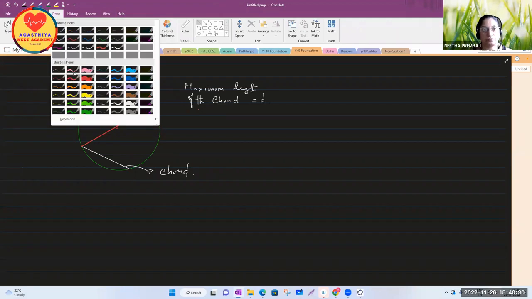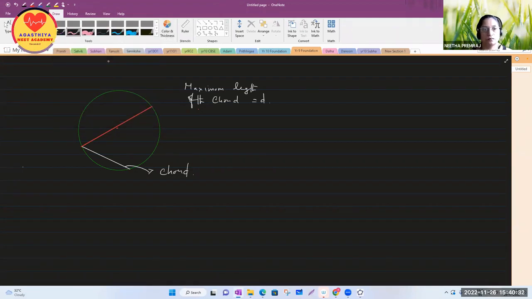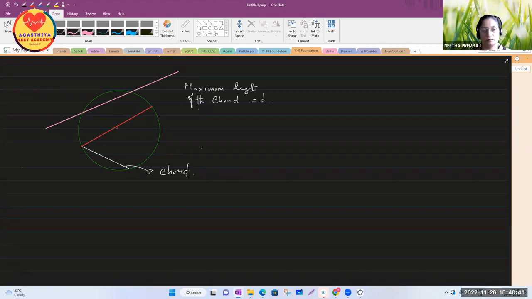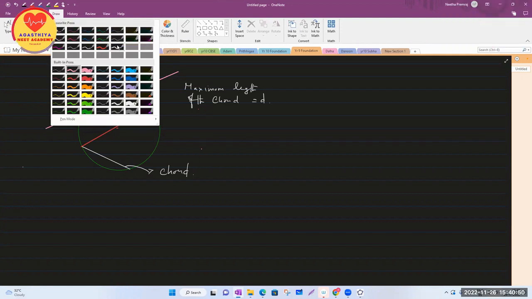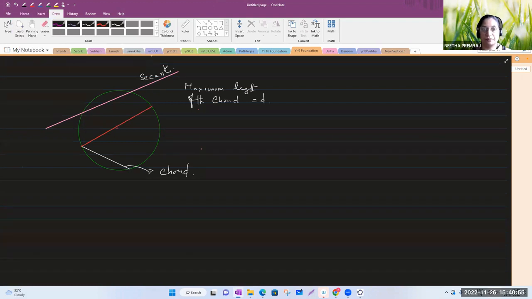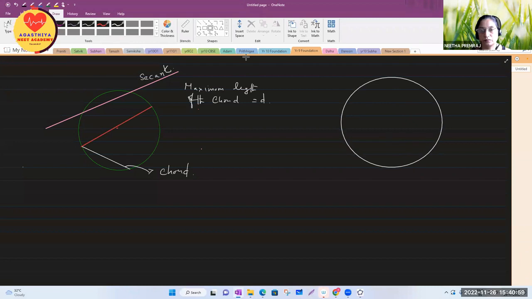Then what about this pink line? What is the name of this pink line? Guys, tell me. The name of the line is called a secant. Secant. Okay, now I draw a chord.